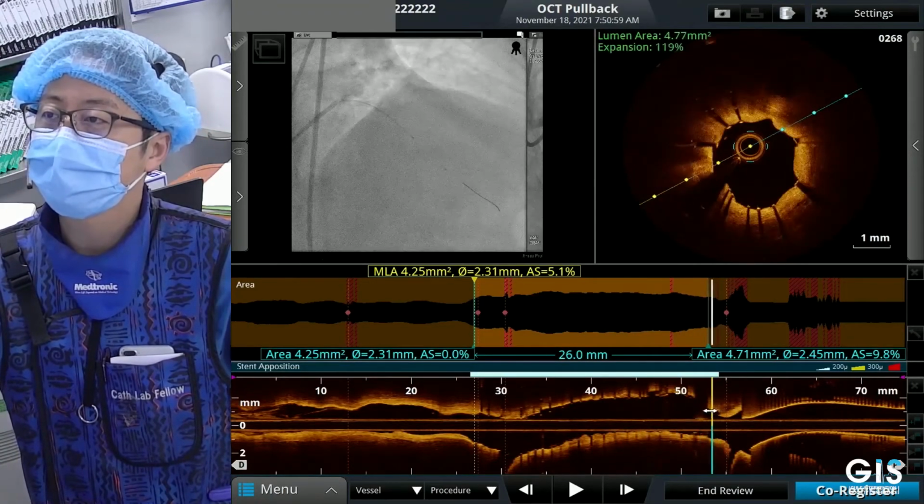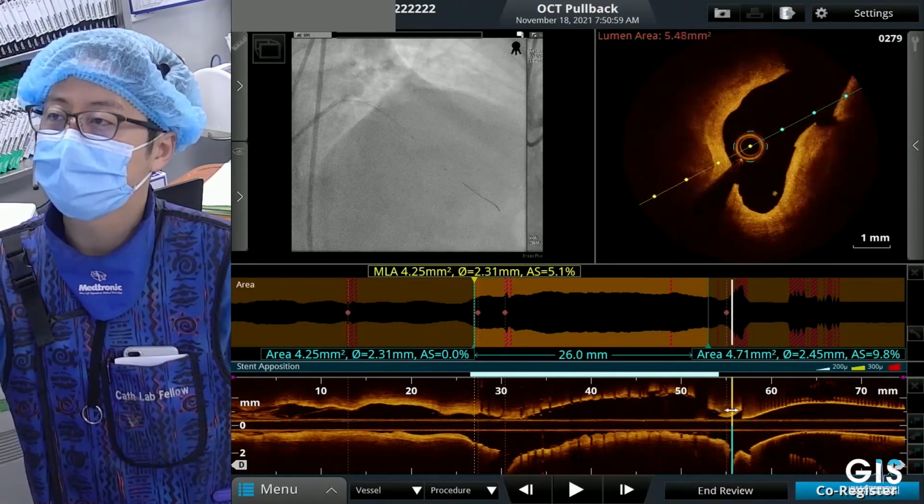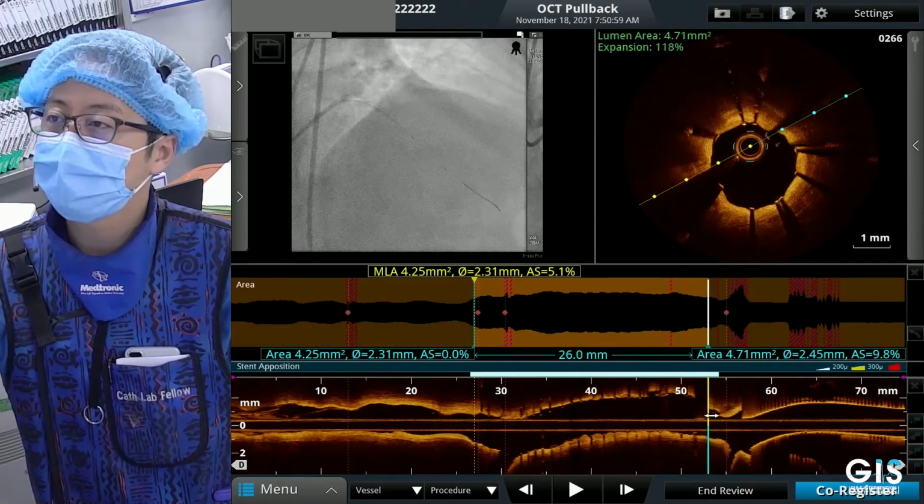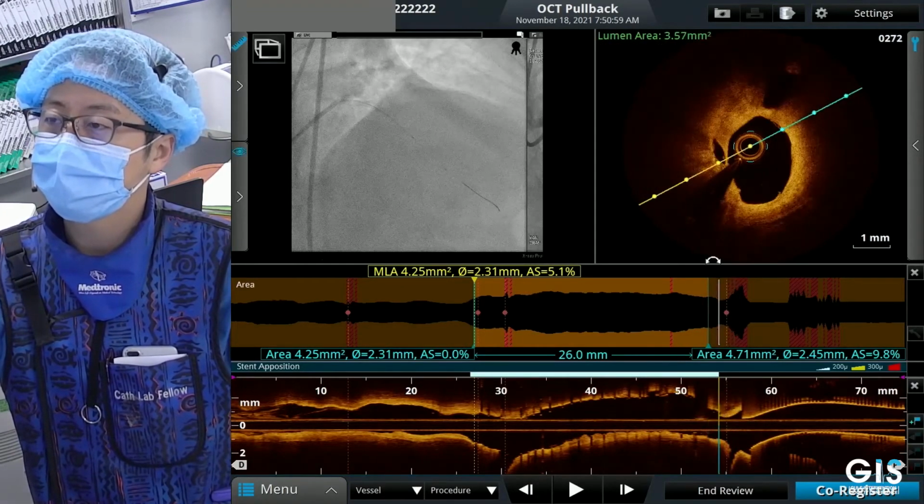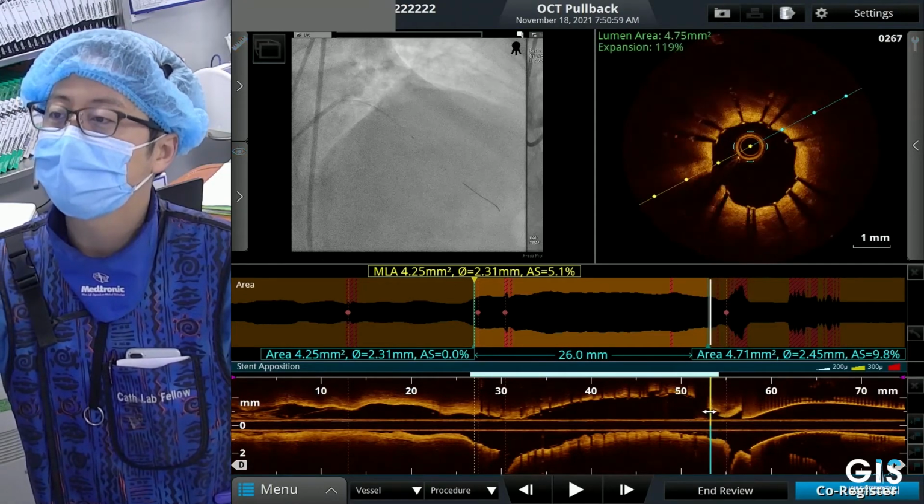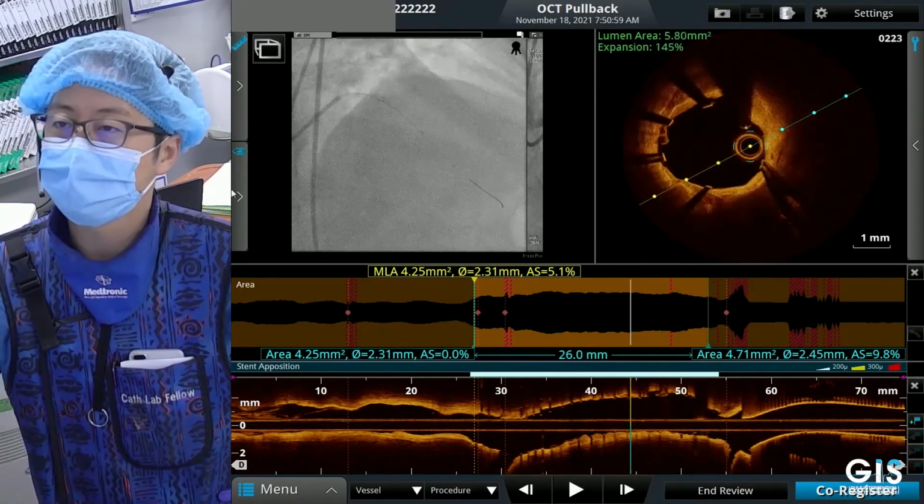So here is the proximal edge. It's not close over to the left main. And the proximal edge looks like a little bit, but not a major dissection, and well opposed. I think it's perfect.